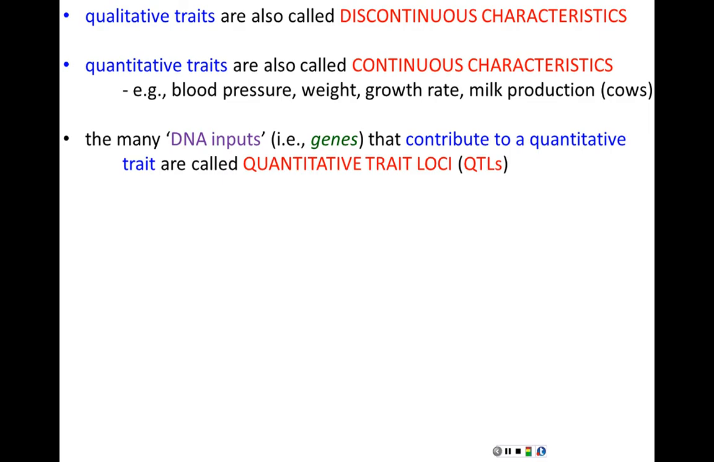The many different DNA inputs, or we can also use the word genes, the many different genes that contribute to a quantitative trait are referred to as QTLs, quantitative trait loci. Loci referring to locations along the DNA, that's where the genes are. Traits referring to the fact that these locations of DNA impact a physical trait. And quantitative because we're not talking about qualitative traits, we're talking about quantitative continuous traits. So quantitative trait loci, the genes or DNA regions that contribute to a quantitative characteristic.